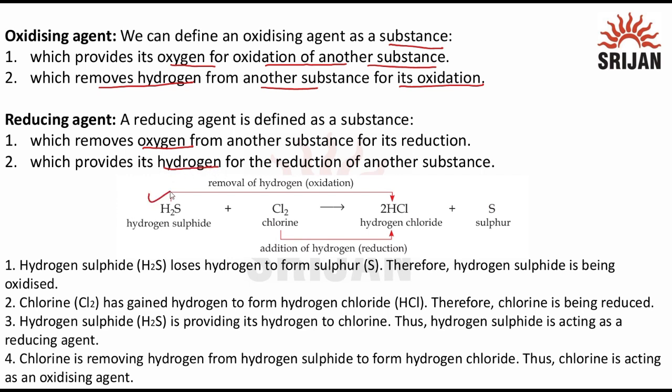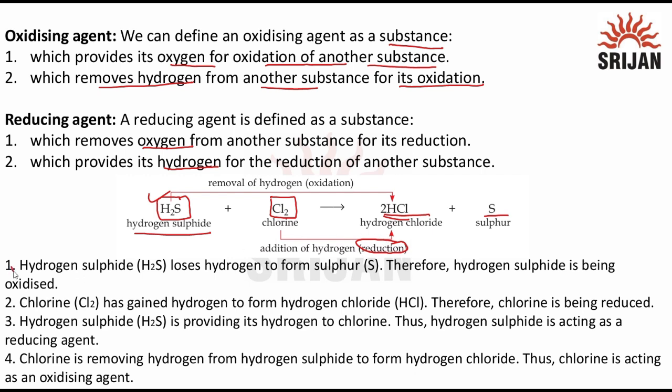Here you can see the example of hydrogen sulfide, that is H2S, and this H2S is reacting with chlorine, that gives HCl and sulfur, right? So in this reaction, chlorine removes the hydrogen from sulfur, doing the oxidation of sulfur, right? Or in this reaction you can also see addition of hydrogen into Cl gives the reduction of chlorine, right?